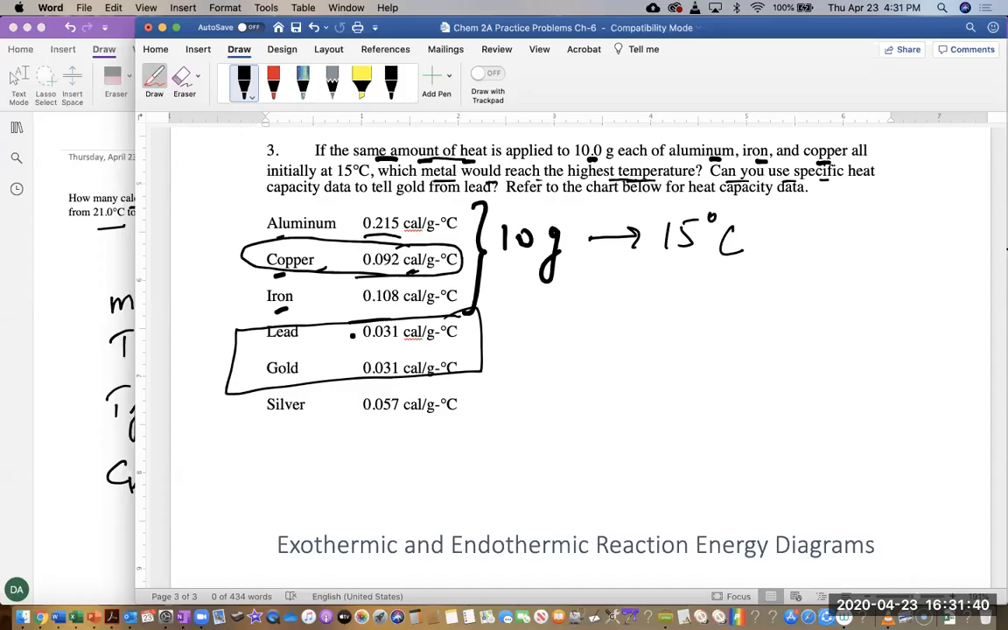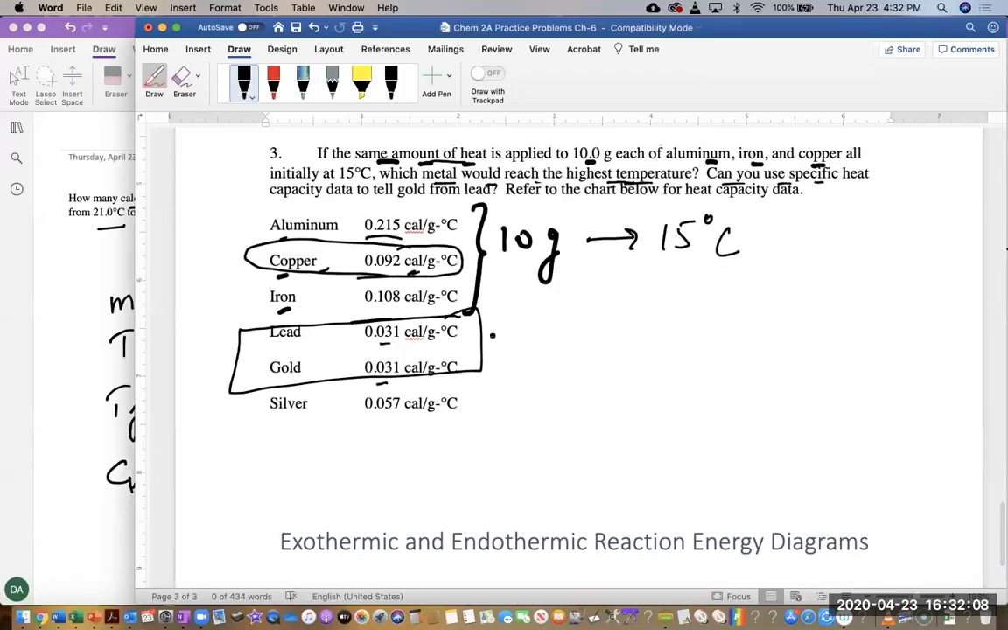So they're saying, look at the data for lead and gold. Do you notice their numbers are the same? Basically, if you heat the same amount of lead and gold with the same amount of heat, their temperature change is going to be exactly the same because you have the same amount and they have the same specific heat capacity. So by just simply doing this experiment of heating them, you will not be able to distinguish lead from gold. Okay, so that's the answer for this part. That's not going to work.